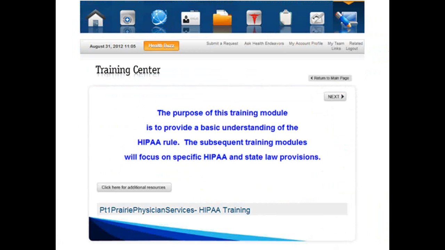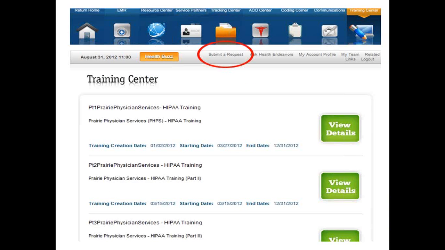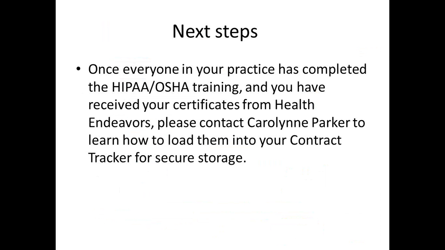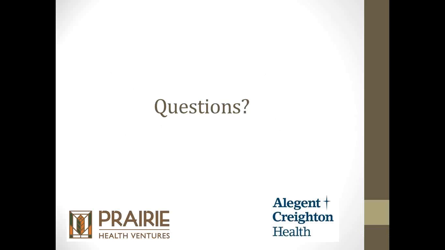When you go in there, you basically go into the training center, which has all the tests and everything in there. If you're wanting this, you just have to click on Submit a Request, and you can have this placed within your website. Now, once everybody is up to date and has completed their HIPAA and OSHA training and you've received your certificates, then I can show you how to put them in the contract tracker for secure storage.